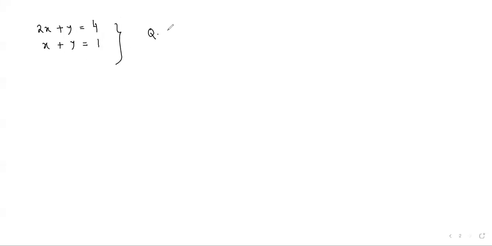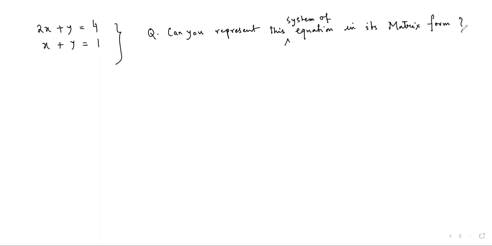My question here is not about the solution. My question is, can you represent this system of equations in its matrix form? Can you write it in its matrix form? Do you know how to do it? No, not eigenvalues and eigenvectors, don't bring that. It is 2, 1, 1, 1, one column, equals 4, 1.